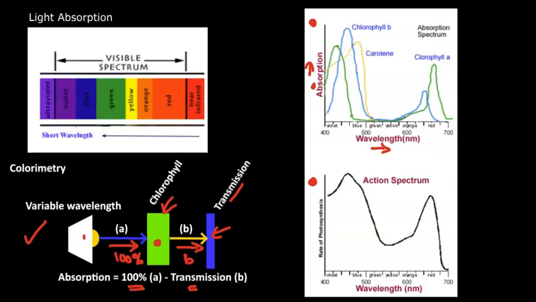When this is performed, what we discover is that the various pigments within our photosystems absorb light very highly in the region of the blue part of the spectrum and in the red part of the spectrum, but not in the green-yellow section of the spectrum.